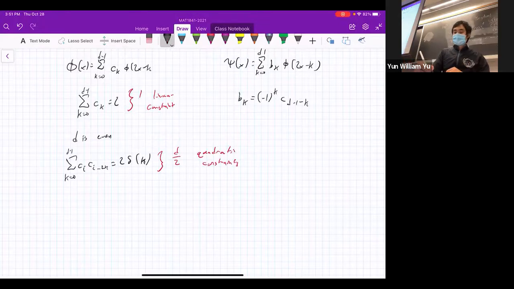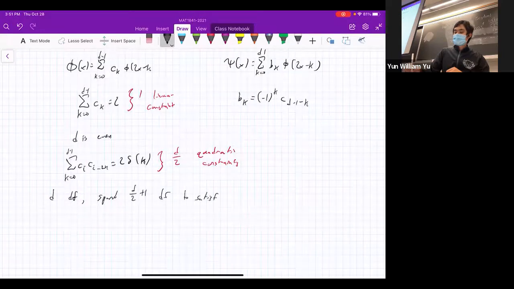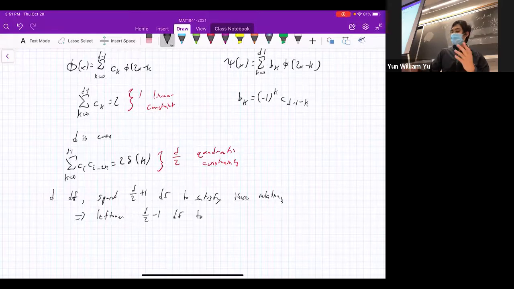And so we have d degrees of freedom. We spend d over 2 plus 1 degrees of freedom to satisfy these relations. And so we're left over d over 2 minus 1 degrees of freedom to build whatever properties you want. Okay, so any questions about that?